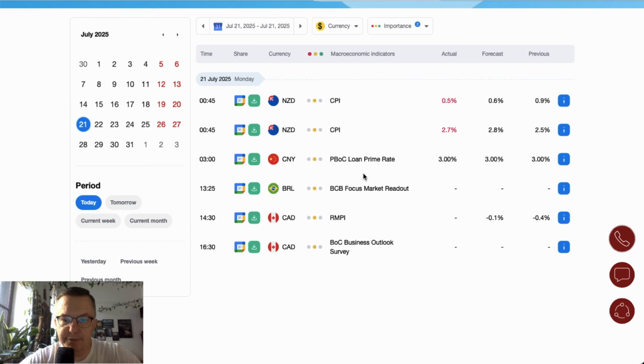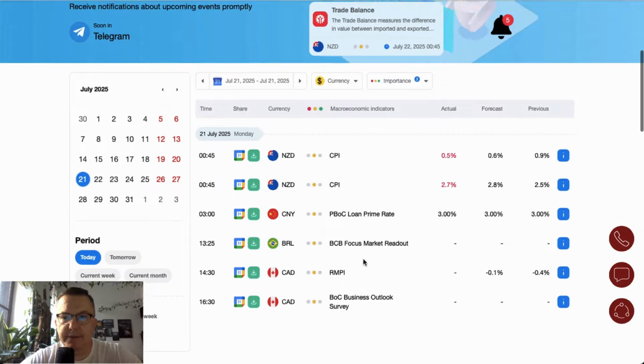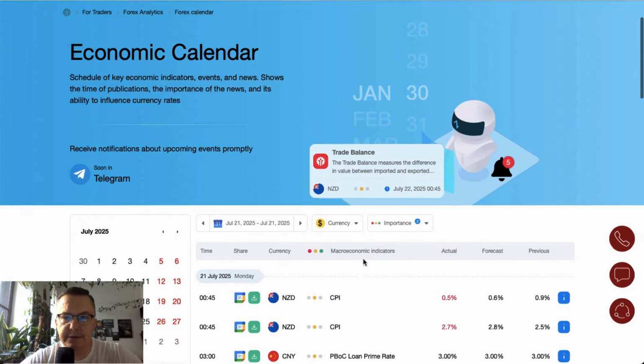People's Bank of China loan prime rate in line with the expectations of 3%, and we are still waiting for the data from Canada. LMPI in Canada is scheduled for release at 2:30 together with the Bank of Canada Business Outlook survey. Business Outlook survey is scheduled for release at 4:30, and that's about it. So without any further ado, let's switch to the charts.